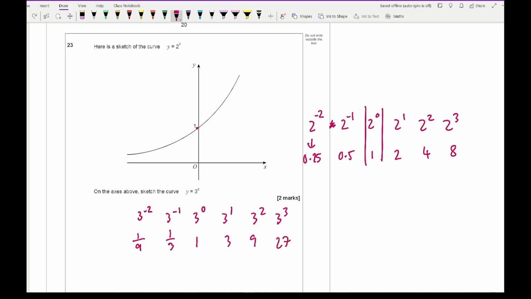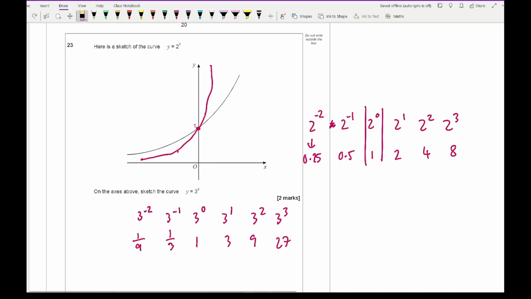So it's still going to cross at (0, 1). But in terms of the negative values, is that below? Yes, it is, because a third is smaller than a half, and a ninth is smaller than a quarter, so it's going to be lower there. Now 3 to the power 1 is bigger than 2 to the power 1, so it's going to be above. So what's going to happen is the curve is going to go through 1, and it looks something like this.